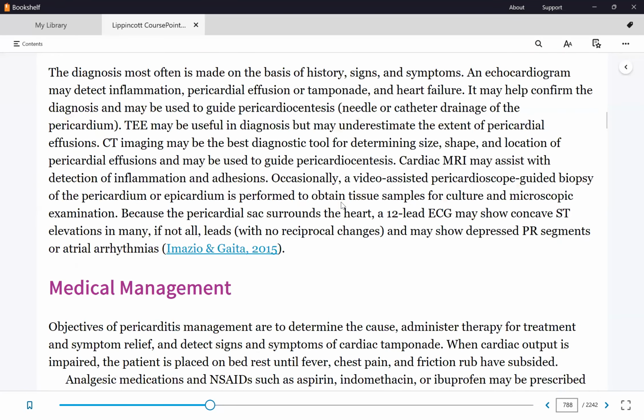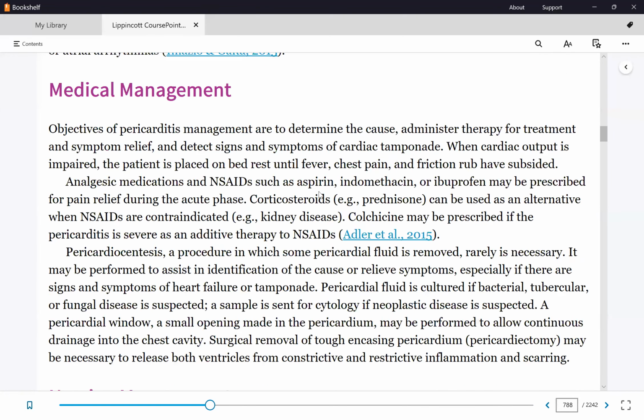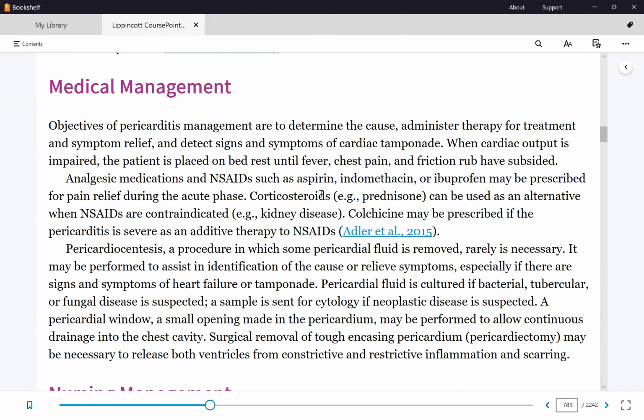To diagnose, we also need an echo. Now the echo will show, of course, the inflamed pericardium and whether or not there is impending cardiac tamponade. Management, well, it will depend. What is the cause of the patient's pericarditis, right? So therefore, if it's lupus, what will be involved in the treatment? Because lupus is autoimmune, inflammatory. What will be involved? Steroids will be involved.